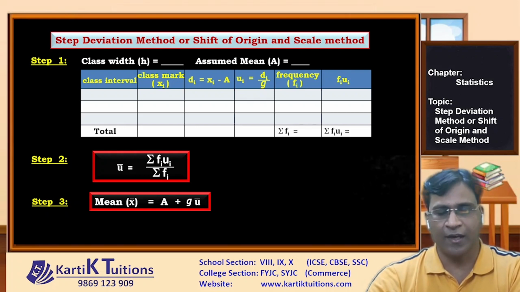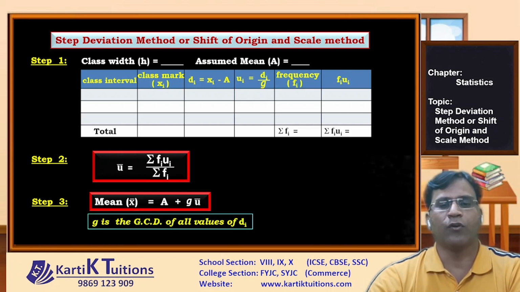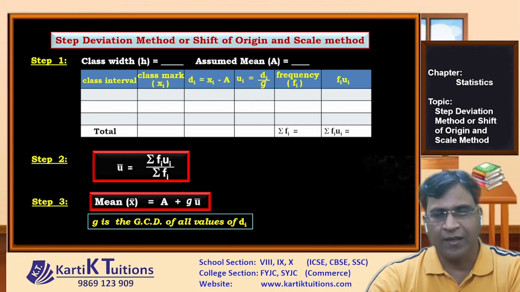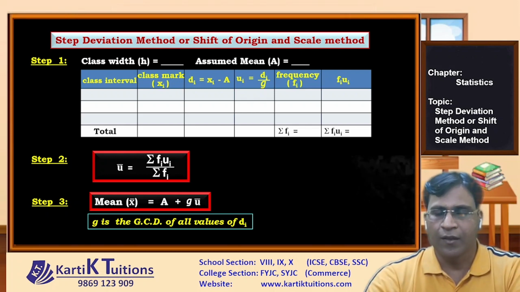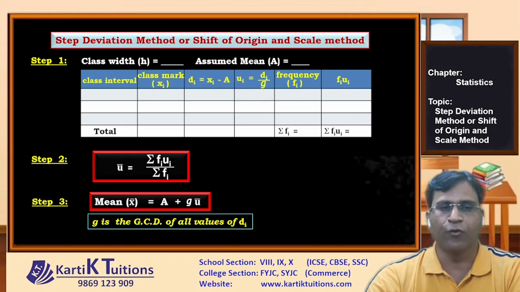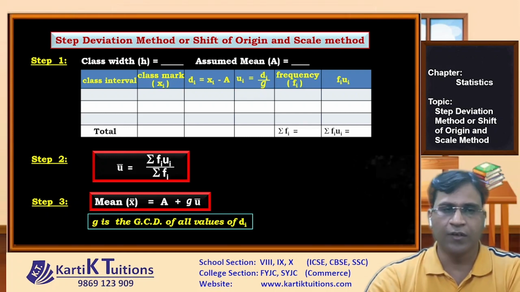Sir, what is this g? G is the GCD of all the values of di. Basically, if you cannot remember that, you can take G as the same as class width. You can take the same value as class width. Am I clear? So instead of G, even if you write H, it is acceptable. So let's proceed with the sum.